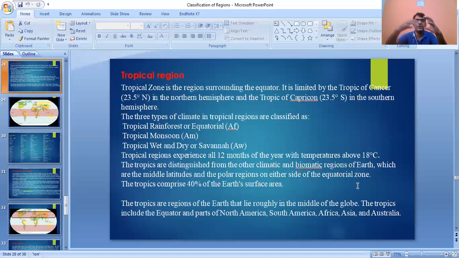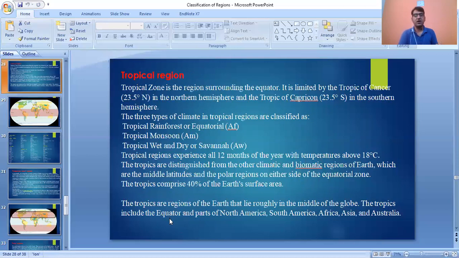So the tropical climate is quite different, as we have been discussing. It also has different characteristics from the mid latitudes and the high latitudes. The tropics comprise 40% of Earth's surface area. This is very important to understand here: 40% of the land or surface area is part of the tropical regions. So the equatorial region has 6% and the 40% comes in the tropics.